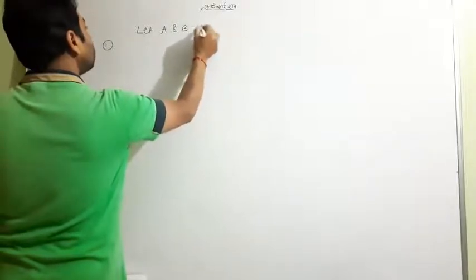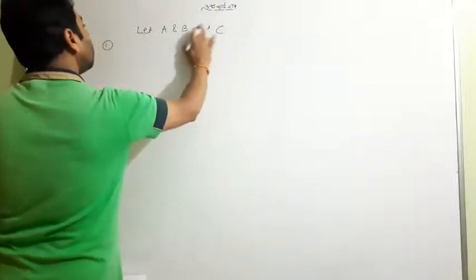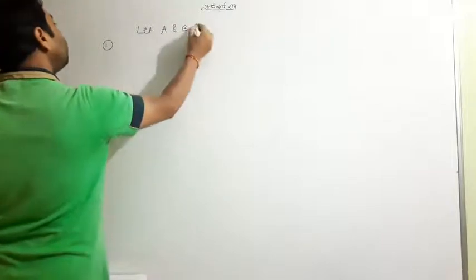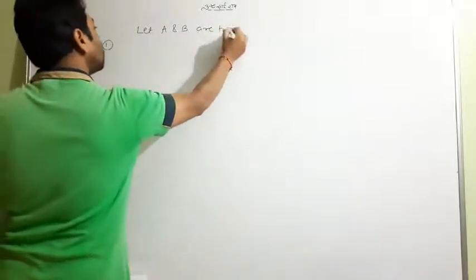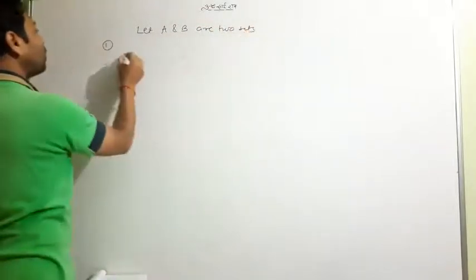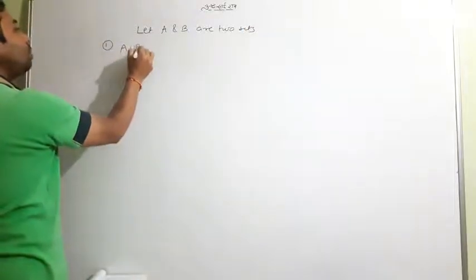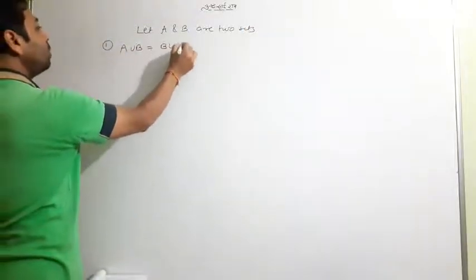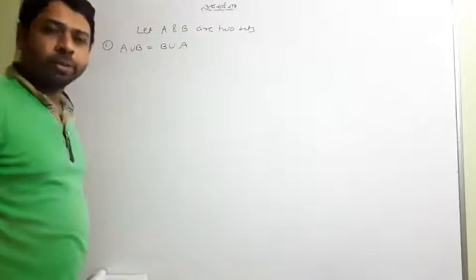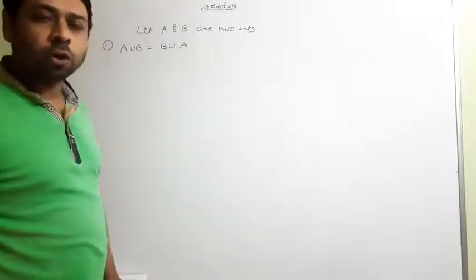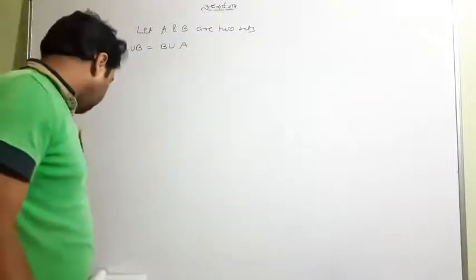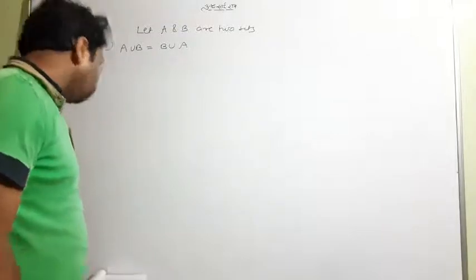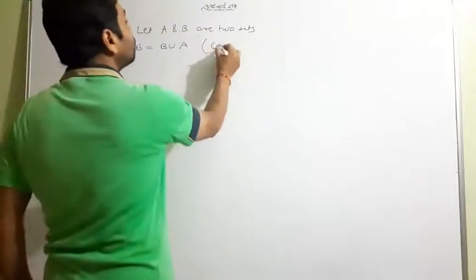Okay, at the time I will use A and B as two sets. So I would speak something for that. A union B and B union A will be the same. It's very common. It is called the commutative law.